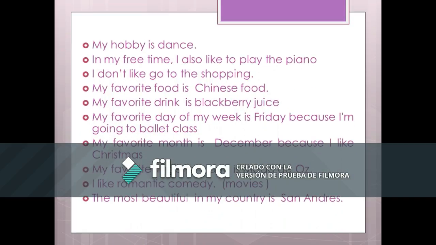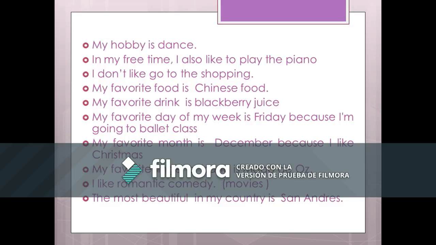My hobby is dance. In my free time, I also like to play the piano. I don't like to go shopping. My favorite food is Chinese food. My favorite drink is blackberry juice. My favorite day of the week is Friday because I go to ballet class. My favorite month is December because I like Christmas.